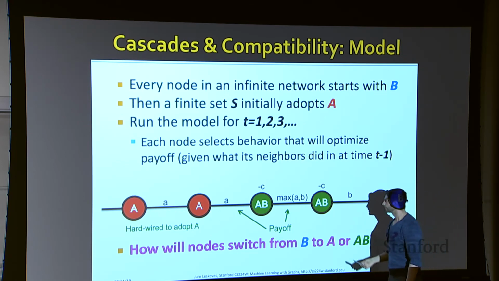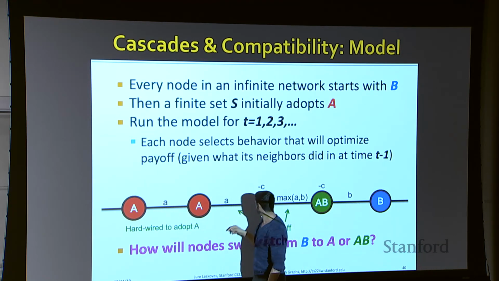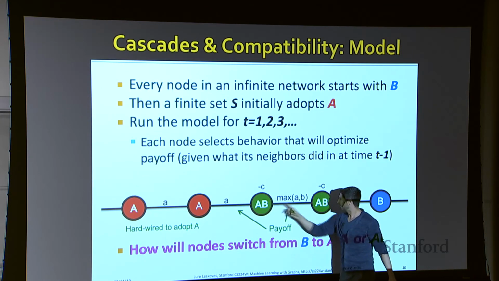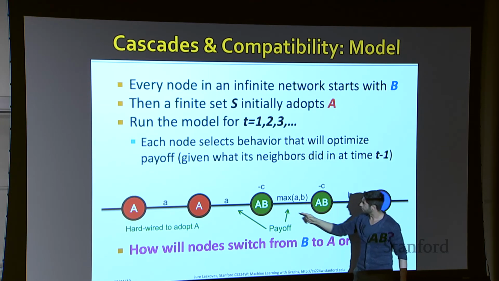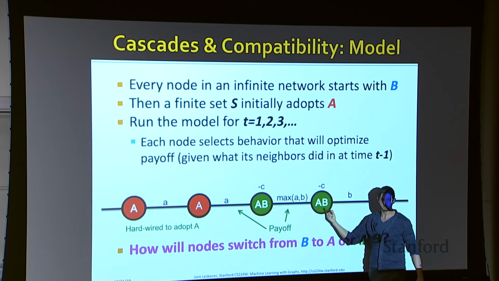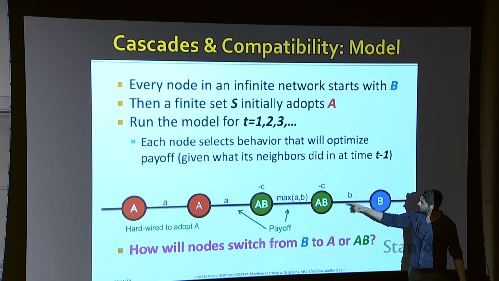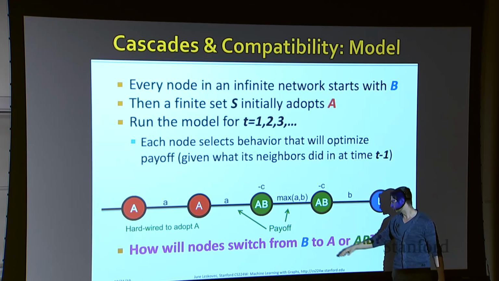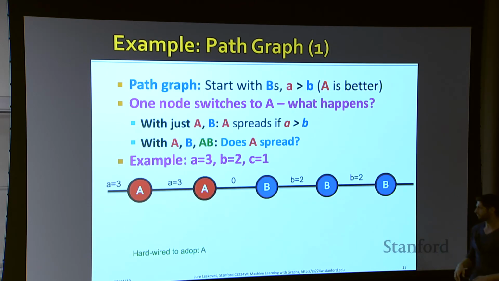Now, let's think about here. In this case, A and A are getting payoff A between them. Here, A and AB, the payoff is A, and AB next to AB is selecting the max between A and B in terms of payoff. But both of these nodes, given that they adopted AB, are also paying a cost C, so we always have to do minus C to remove the cost. And from this side, when AB is matched with B, then the payoff is B. So how will our nodes switch from B to A or to AB? How can we study the evolution now of this infinite chain graph?